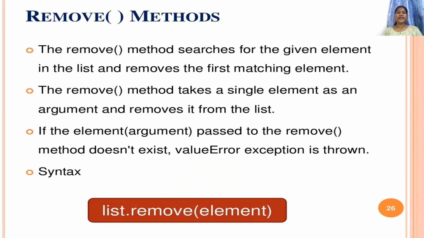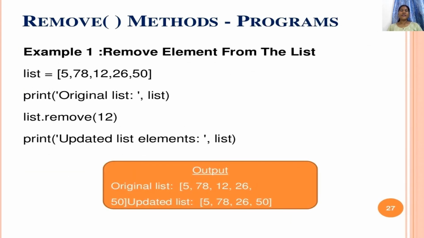Remove method in a list. The remove method searches for the given element in a list and removes the first matching element. The remove method takes a single element as an argument and removes it from the given list. If the element passed to the remove method does not exist, a ValueError exception is thrown. The syntax of the remove method is list.remove and the element in the brackets.